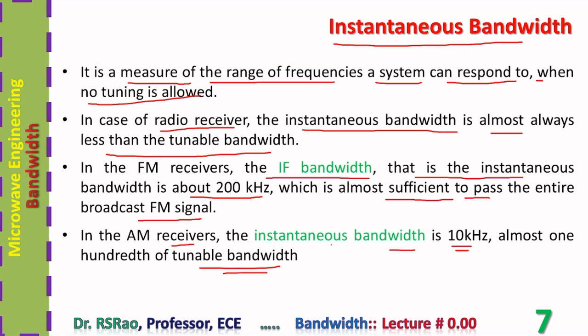The relation between tunable bandwidth and instantaneous bandwidth can be considered with the help of AM receivers. In case of AM receivers, tunable bandwidth is 540 to 1600 kilohertz. This is the total or complete bandwidth of the receiver. Now, let us suppose we are receiving a particular station satisfactorily. Then the receiver must have been tuned to that particular station. This is one aspect. Another aspect is the receiver must have been tuned to receive a certain frequency range satisfactorily. That frequency range is the instantaneous band. It must be sufficient to accept the signal. The signal is associated with a certain band. The receiver must have a band capable of accepting the signal. That particular bandwidth is instantaneous bandwidth. In case of AM receivers, it is 10 kHz.